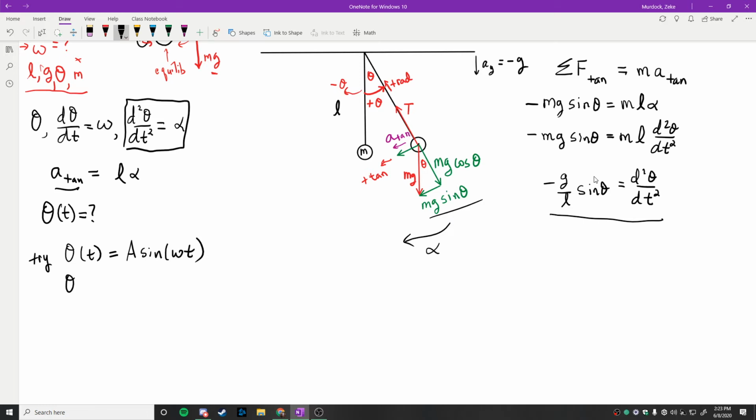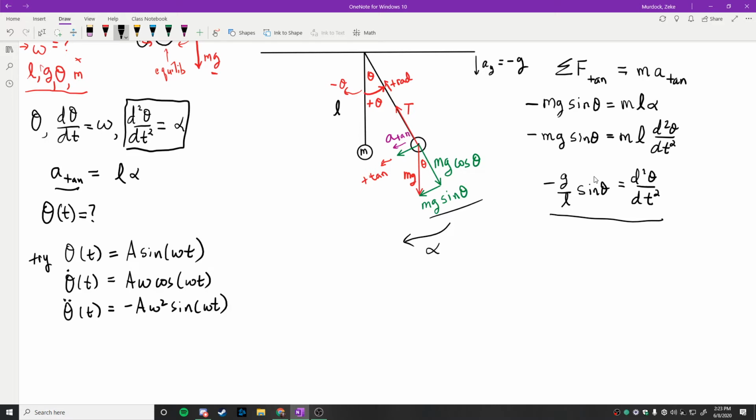When I take the first derivative, can I use this just to save space? Theta dot means the first derivative with respect to time. I would get A omega times the cosine of omega t. And then I would do theta double dot, which is the second derivative with respect to time. I would get negative A omega squared sine omega t.